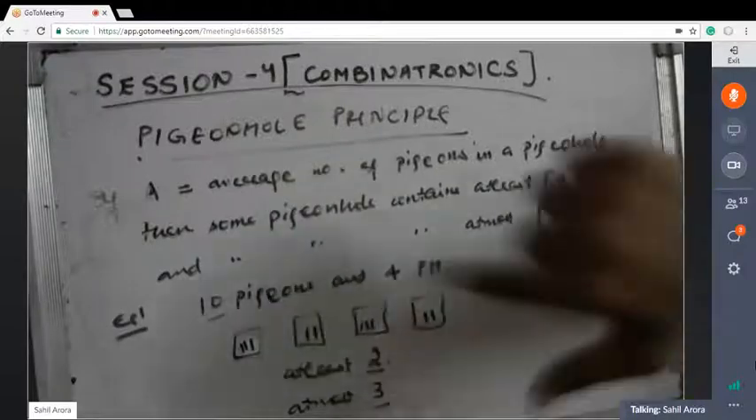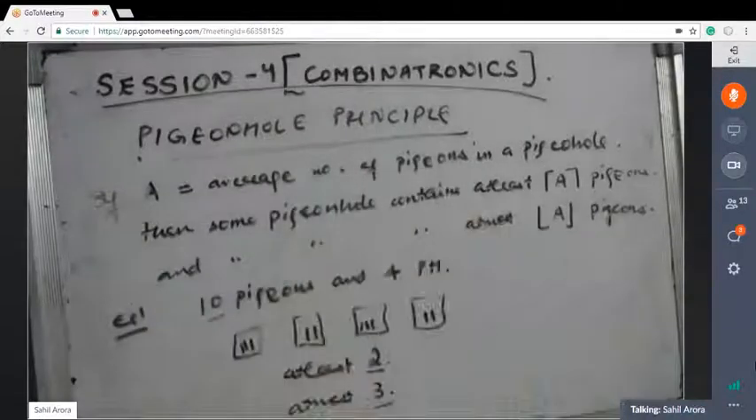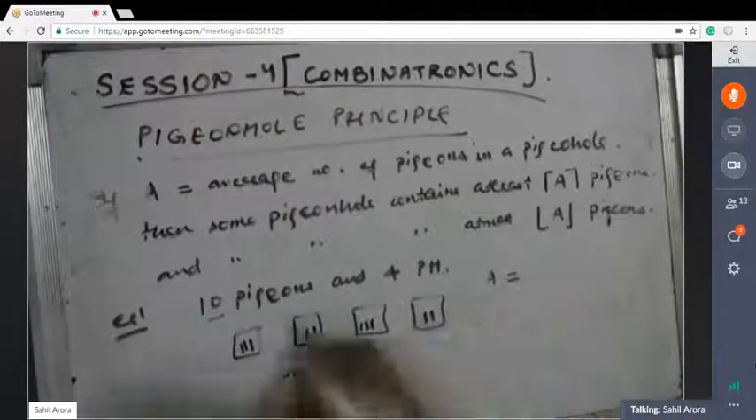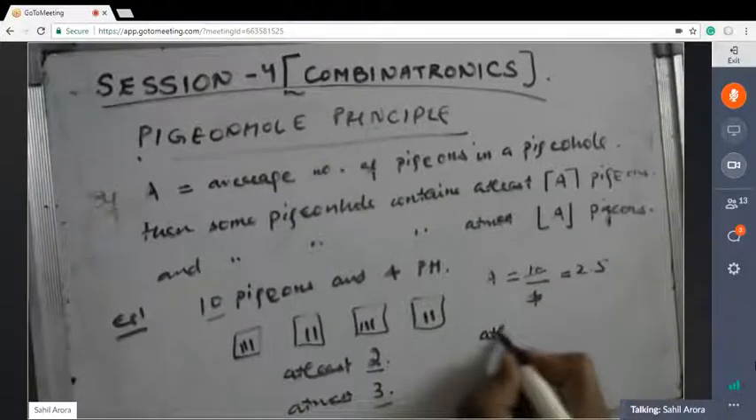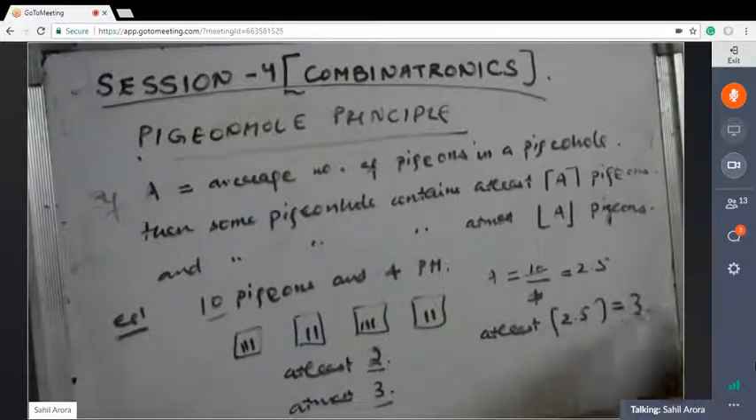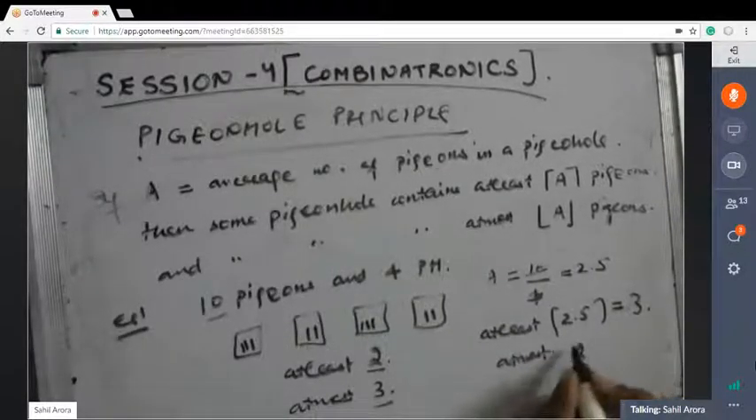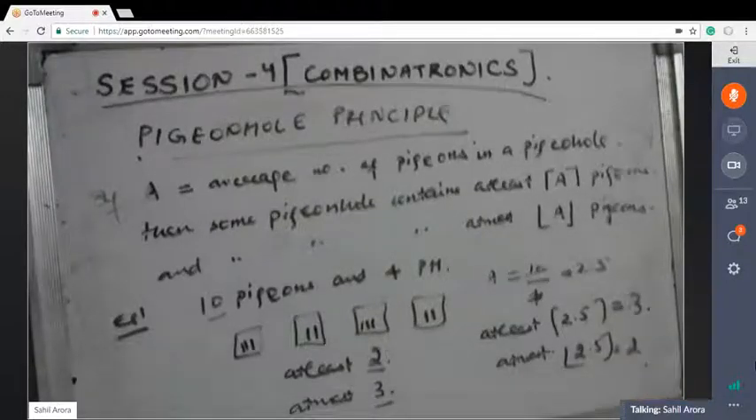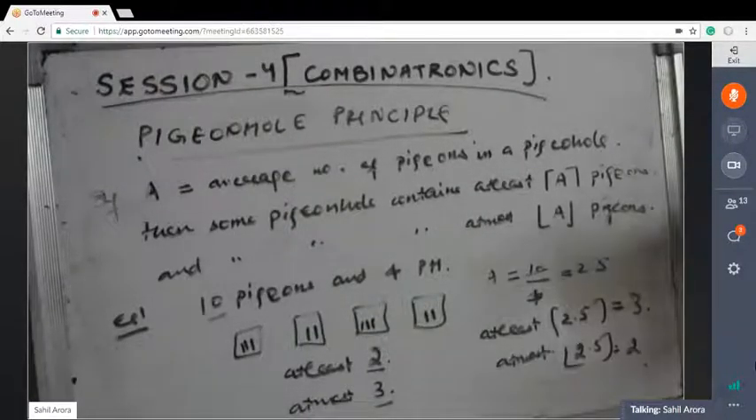Now let's put all of these things in terms of this formula. If A is the average number of pigeons, let's find the average. The average is 10 by 4, which is 2.5. Then some pigeonhole will consist of at least the ceiling of 2.5, which is 3, and at most the floor, which is 2. So it will consist of a minimum of 2 and a maximum of 3. This is the basic funda that we are going to understand. Now let's move forward.